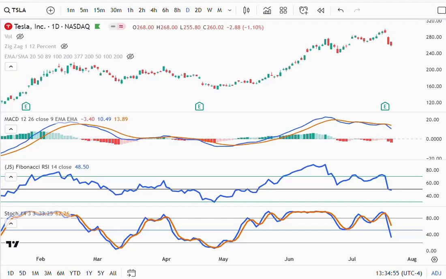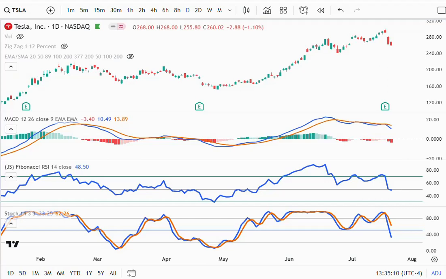Now, this week, we've received earnings from two of the FANG members, Tesla and Nflx, and the market reaction was negative for both of them. So we'll analyze what that means.